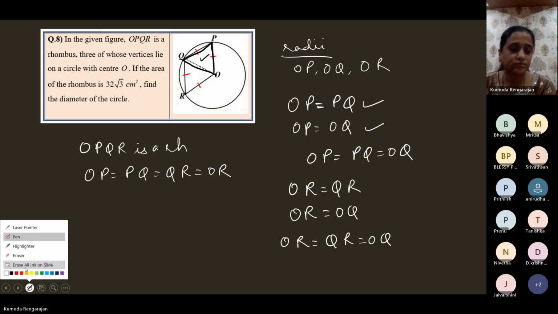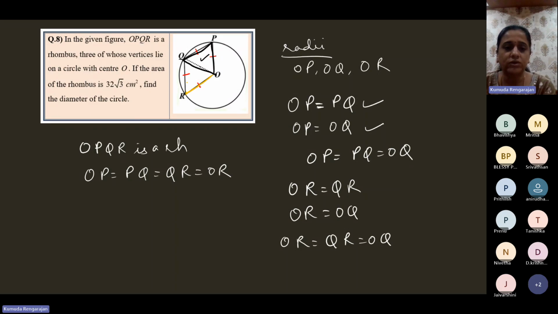OR is equal to QR is equal to OQ, which again means this triangle is an equilateral triangle. All the three sides are equal. And the two equilateral triangles will be identical because they have this common side. So they are two identical equilateral triangles. See, this is the common side. So if this is 5 centimeter, for example, then this is 5, this is 5, and also this will be 5, this will be 5. So these two are identical equilateral triangles.